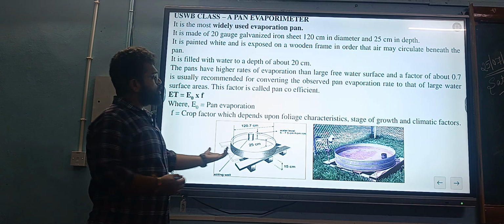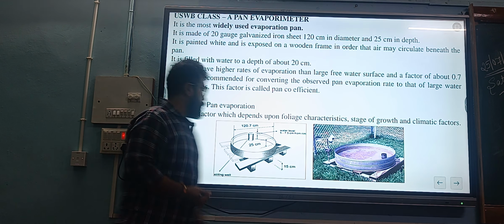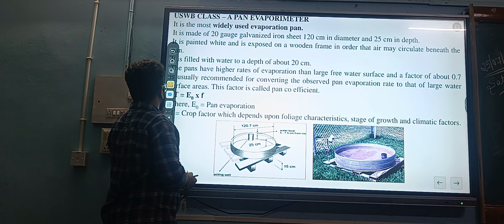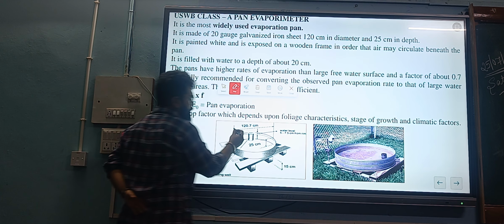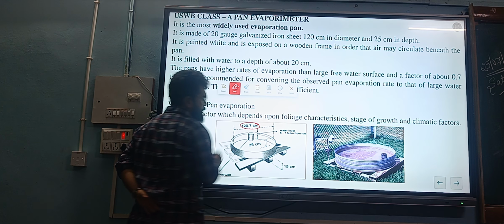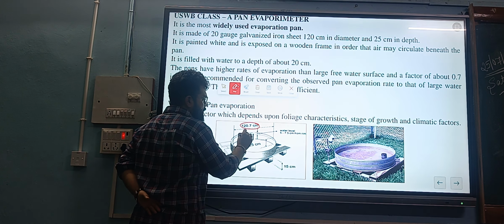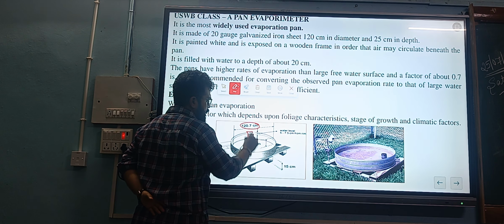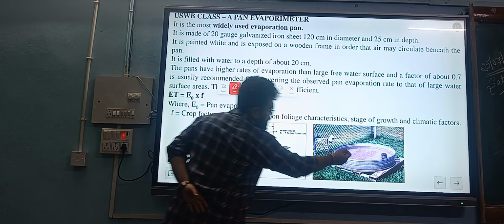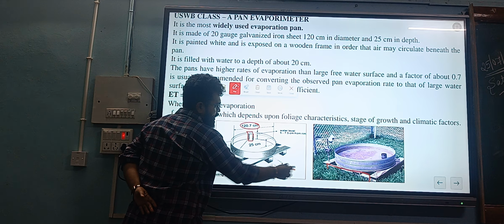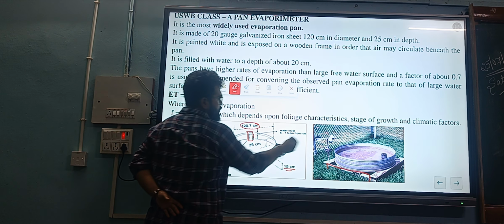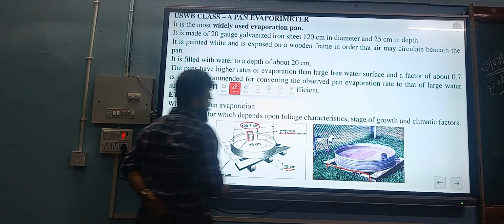So this is the USWB class A open pan evaporimeter. From the exam point of view, they will ask you the diameter and so on. The diameter of this circle is around 120.7 centimeter. This is called a stilling well. It has a scale and is covered with a mesh, and it is placed on a wooden stand 15 centimeter above the ground, and the water level is 5 to 7.5 centimeter below the rim.